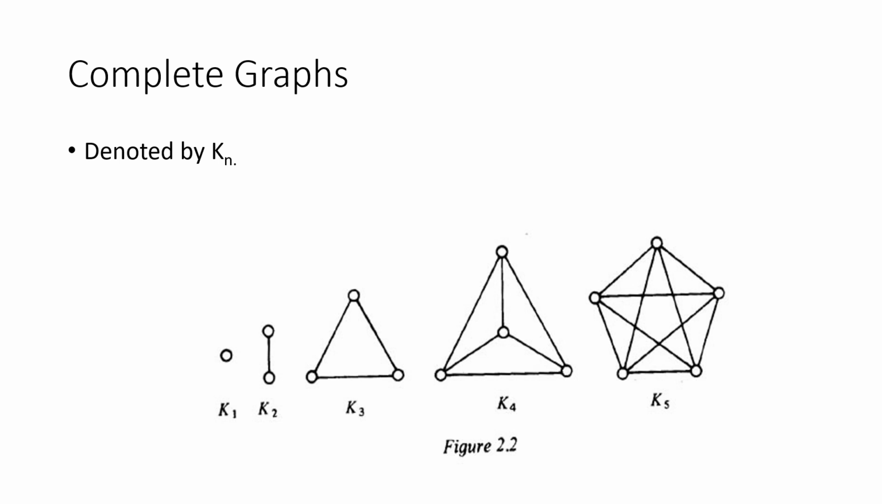Here you can see complete graphs with only one vertex, two vertices, three vertices, four vertices and five vertices. Please go through the video once again and try to understand the basic concepts that are related to graph theory. Thank you.